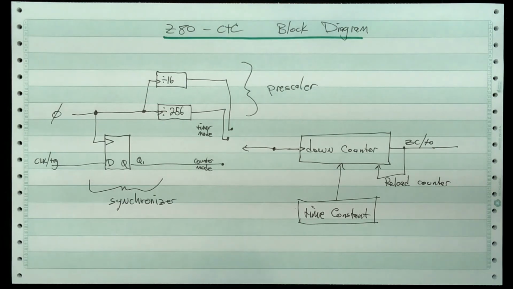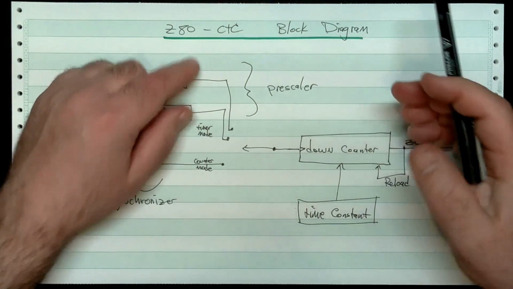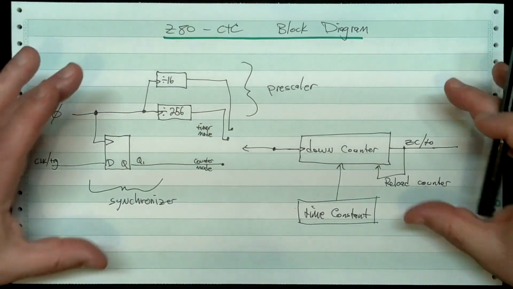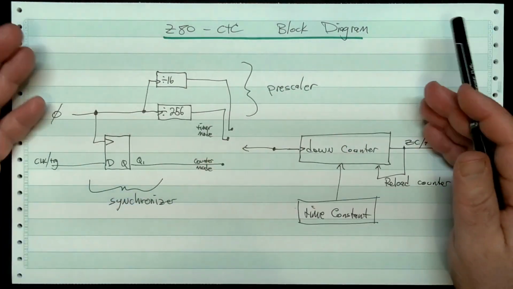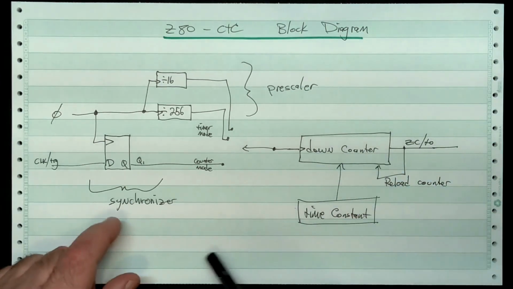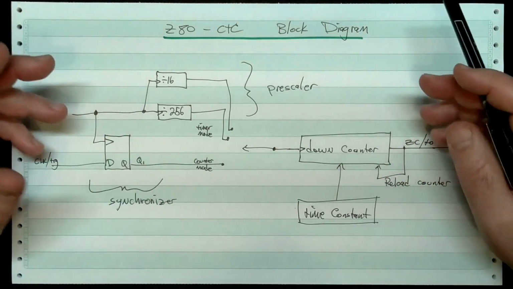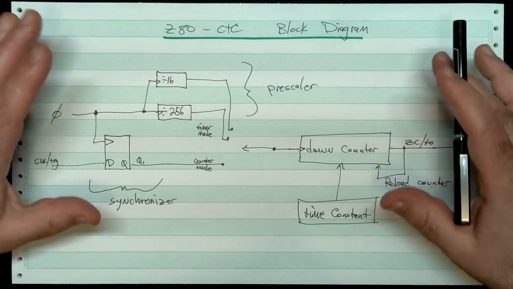Let's start by having a look at the block diagram of what's inside the Z80 CTC, or more accurately, what's in one single channel of the CTC. So there are 4 of these, right? The CTC has 4 channels. Each one is exactly the same, and they all do this. It can do additional things, but the modes and functions we care about are summarized in this block diagram.